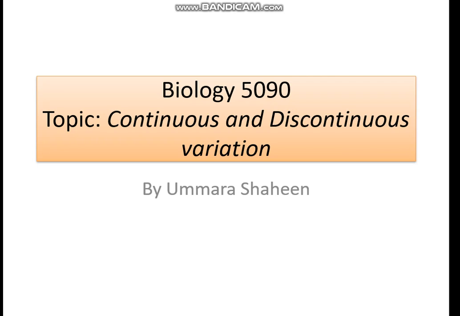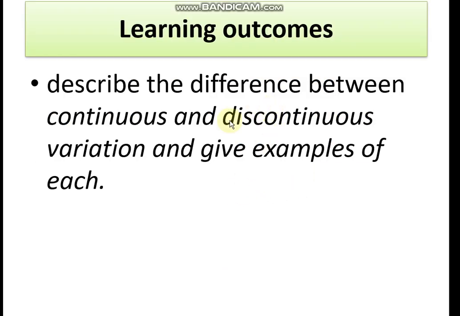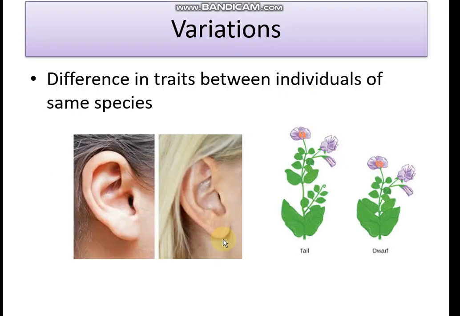Our today's topic is continuous and discontinuous variation. Let's move on to the learning outcome. We will see the difference between continuous and discontinuous variation, and then we will see the examples of each. First thing is that we need to understand what the variations mean. Variations are the differences in the traits between individuals of the same species.